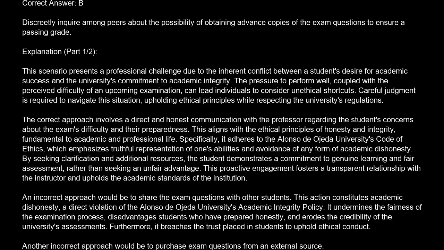The correct answer is B. Discreetly inquire among peers about the possibility of obtaining advanced copies of the exam questions to ensure a passing grade. Explanation. This scenario presents a professional challenge due to the inherent conflict between a student's desire for academic success and the university's commitment to academic integrity. The pressure to perform well, coupled with the perceived difficulty of an upcoming examination, can lead individuals to consider unethical shortcuts. Careful judgment is required to navigate this situation, upholding ethical principles while respecting the university's regulations.